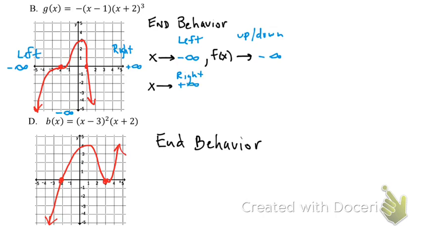Okay? And now, on the right side, just like we did before, we have to decide, is my graph going up or down on the right side? If you look at your graph, it is going down, and again, it never stops, so it's going to go all the way down to negative infinity. Okay, this is end behavior.